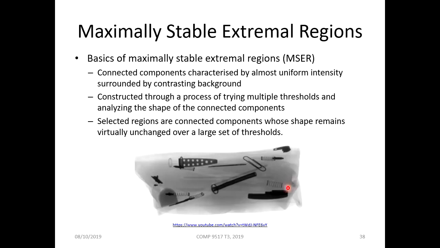There's a little movie here. I'm not sure if it's going to work to play this, but otherwise you can look it up yourself. These links are clickable in the PDF that you can download. There's a YouTube movie that shows this process. If you change the thresholds over a whole range, it shows what that means in this image, what kind of objects you get. The ones that remain for a whole range of thresholds, that's what you consider to be the object.